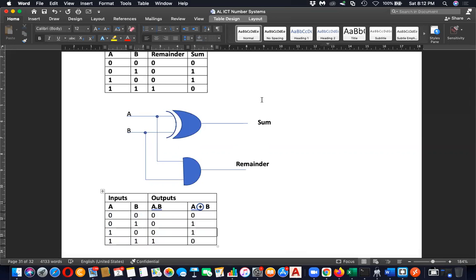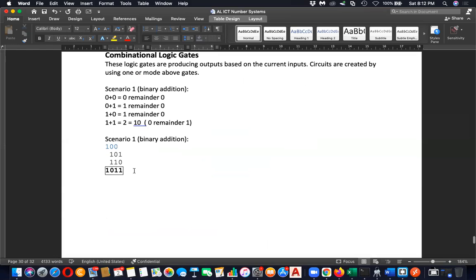Okay, can you now simulate scenario 2? Just try to simulate scenario 2. Scenario 2 says this one. So you have to add two numbers, 0 and 1, it's 1. Then three numbers, 1, 2, 3.